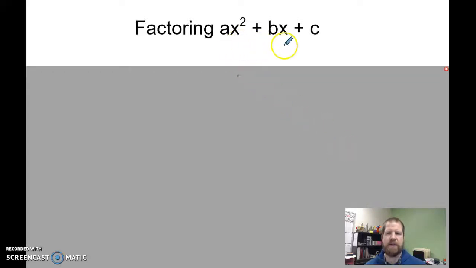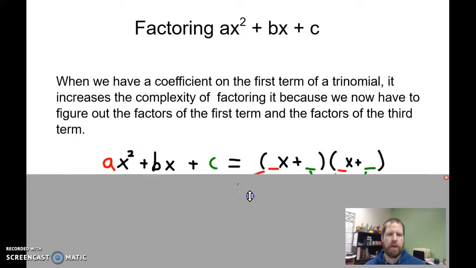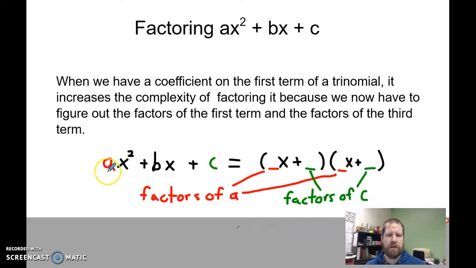Factoring ax squared plus bx plus c. So when we have a coefficient in front of our largest term, it's actually going to change the complexity of factoring that trinomial by quite a bit. Because now not only do we have to figure out our factors of c to find our last term in each of our binomials, but we have to figure out our factors of a to figure out the first term. However, that's not where it stops, because we also have to figure out the order.